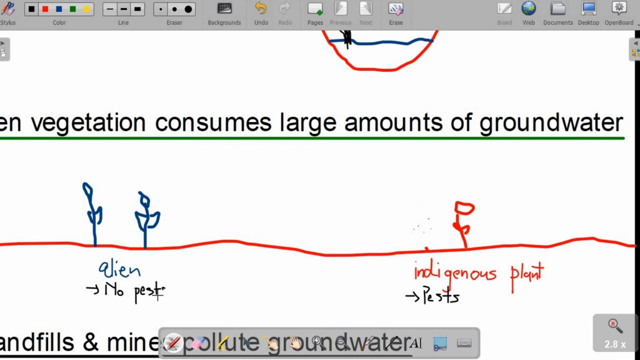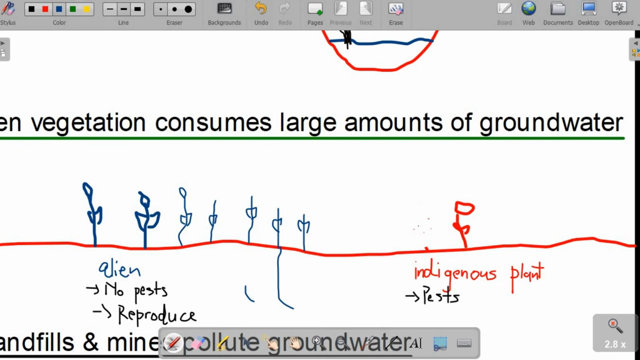And so what do they do? They are going to reproduce, because they do not have any competition. We know that competition is normal when it comes to plants. They compete for water, they compete for nutrients, they compete for sunlight. But this is unfair competition because this one does not have any pests, and so it's going to reproduce rapidly and spread and hence consume a lot of water.